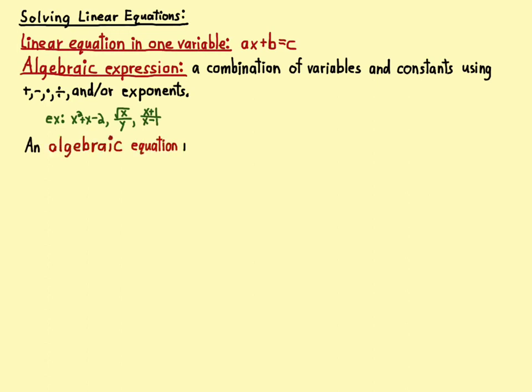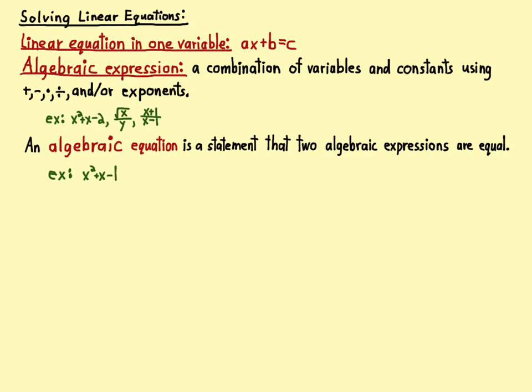An algebraic equation is a statement that two algebraic expressions are equal. For example, x squared plus x minus 1 equals 2x plus x squared is an algebraic equation. It's two algebraic expressions set equal to each other.